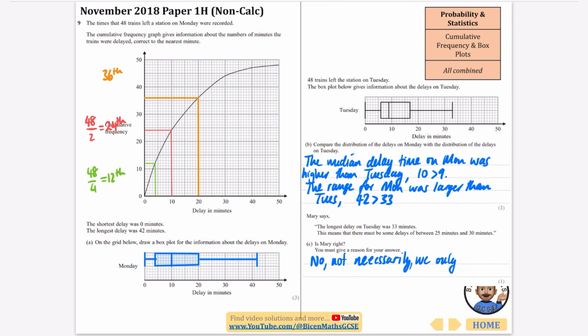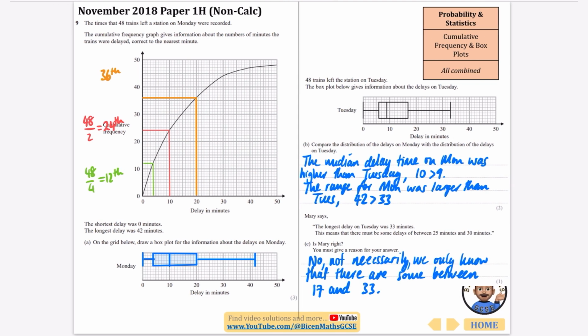We only know that there are some between the upper quartile, which is 17, and the highest, which is 33. In fact, there's 12 between them.